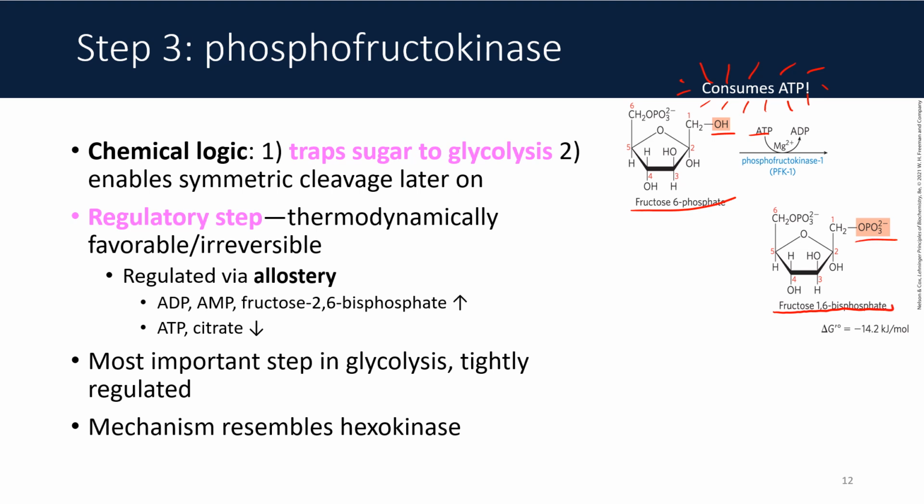The chemical logic here is twofold. First and foremost, and shown in bright pink, it traps sugar to glycolysis. Hexokinase commits that molecule to the cell. Phosphofructokinase commits it to glycolysis. There's no going back after this. We are destined to become pyruvate whether we want to or not.